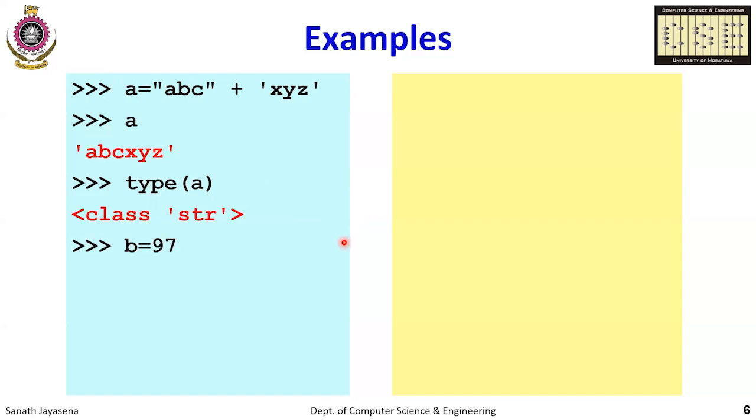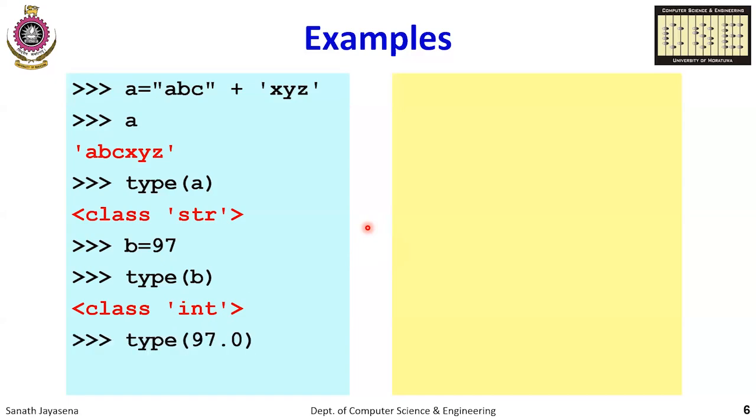And let's say we say B equals 97. Now, 97 is an integer we know, right? And if I ask using the type function again what the data type of B is, it will tell us that it is class integer, or int, right? Int is the short name. So this is basically what we expected, according to what we explained earlier, as a basic data type. 97 is an integer value.